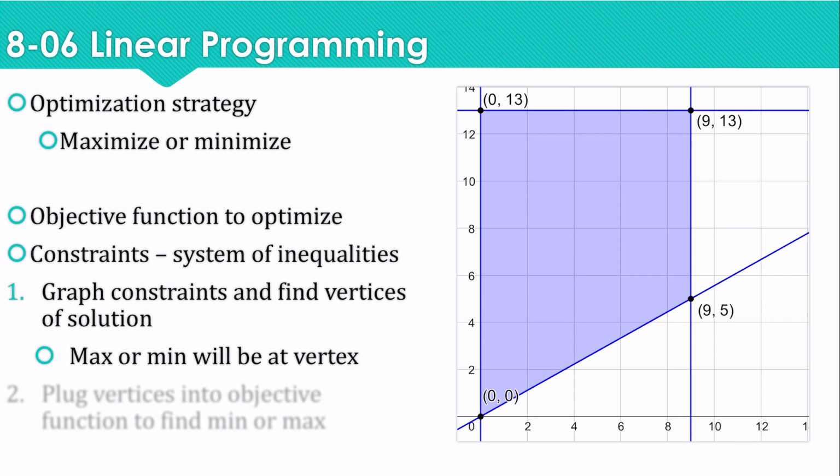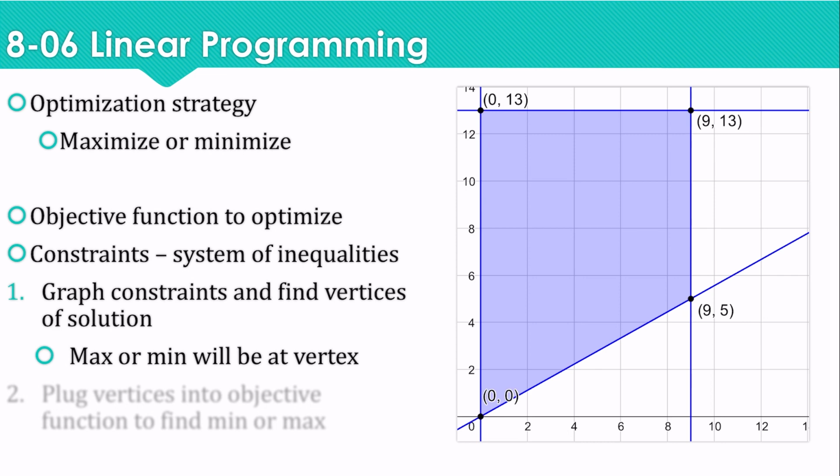First step is to graph the constraints and find the vertices of the solution. Turns out the maximum or the minimum will be at one of the vertices, or possibly any point on one of the edges between the vertices, but that would be all the same value. It won't get higher or lower along an edge. The highest and the lowest will be at a vertex.